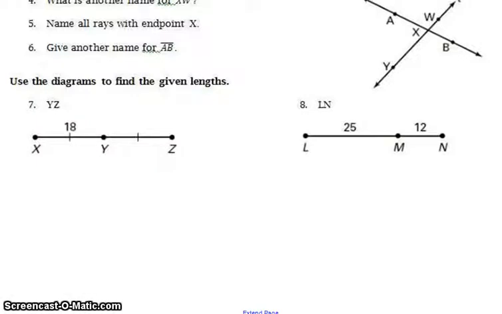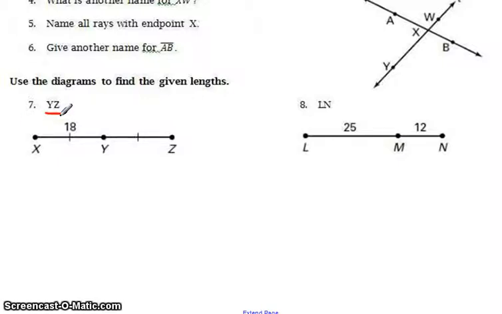Alright, on this video, I'm going to start with problem number 7 from the Chapter 1 test review, and we're going to work through at least problem number 10. For these problems on this page, it says use the diagrams to find the given lengths. In number 7, the only thing that they give us is YZ. But remember, if there's not a segment or a line in front of it or an angle symbol in front, that means that you are finding distance. So this actually means find the distance between point Y and point Z.